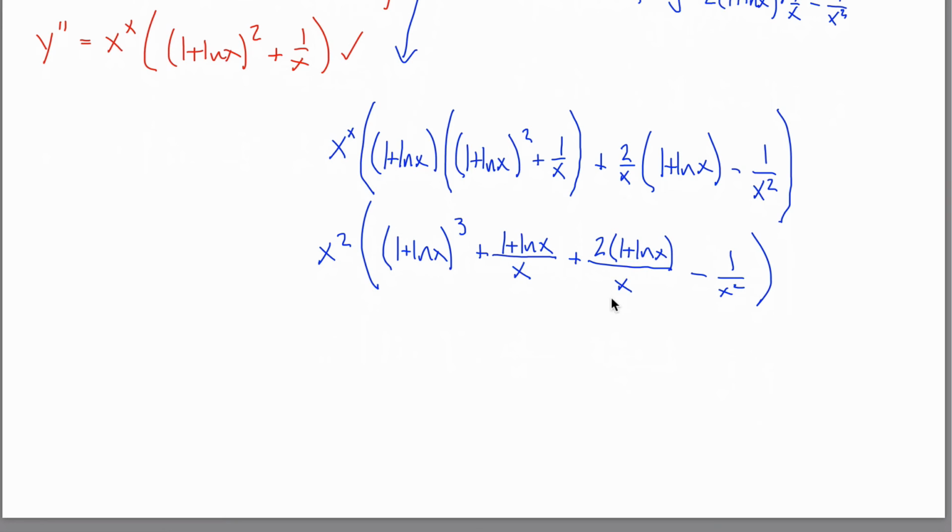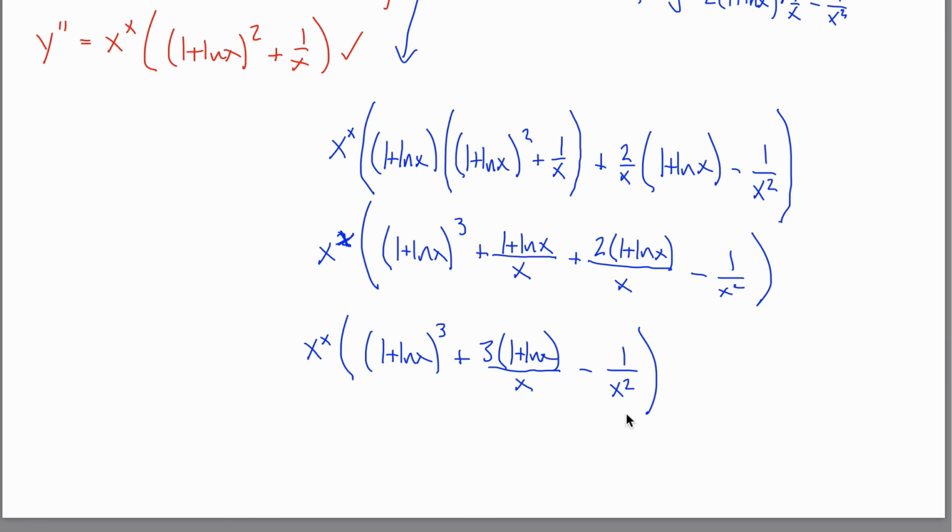And the advantage now is I can put these guys together. They have the same denominator. Well, that's not x squared, that's x to the x power. X to the x power times, and then I have this (1 plus natural log of x) cubed thing, plus 3 of these 1 plus natural log of x over x things, minus 1 over x squared.